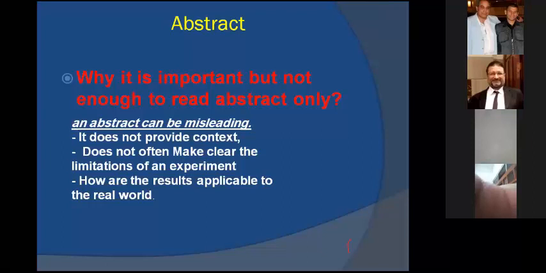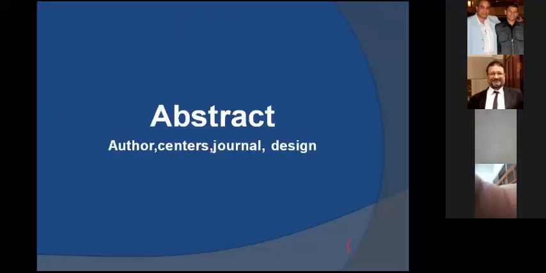What may the abstract tell us? It will give us very important information about the author or authors. Who are they? Who wrote the paper? Is it a one-center or multi-center study? Where was the paper published? It gives us a very important idea about the demography of the study, and finally, the design of the study. We can get all this data from the abstract.